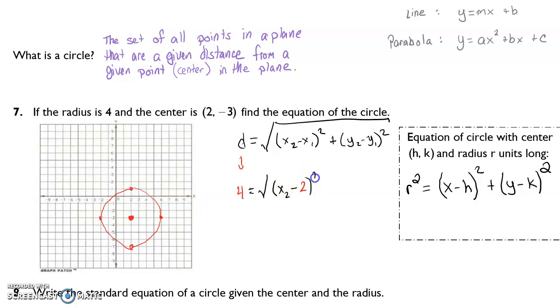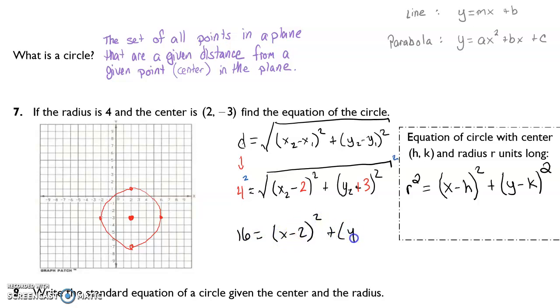So it's that squared plus, we don't know y2, but we know y1, that's -3. Since it's a -3, we can make that a plus 3 quantity squared, all inside the square root. Now if we square both sides, if I square this and I square this, we get 16 equals (x - 2) quantity squared plus (y + 3) quantity squared. That's the equation of my circle.